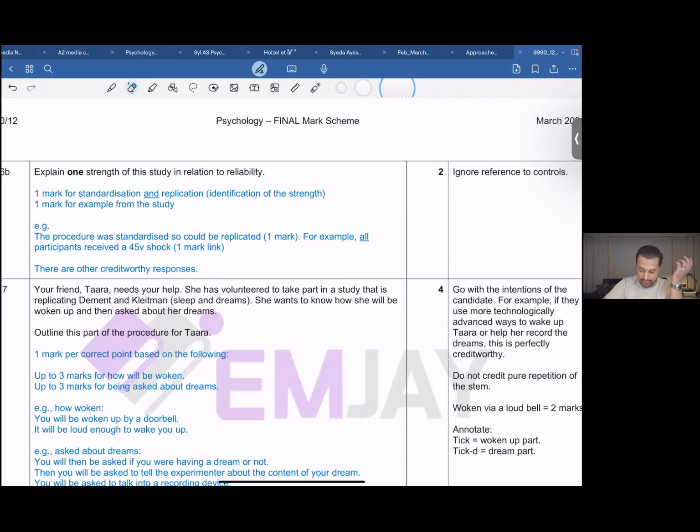I think this pencil requires charging. So you get 1 mark for standardization and replication, that is identification of the strength, and 1 mark for an example from the study. So if you end up writing something like this, the procedure was standardized, so it could be replicated. For example, all the participants received a 45-volt shock. You get the first mark here, and the second mark, I'll just highlight it with another color, comes from what you've written in green.